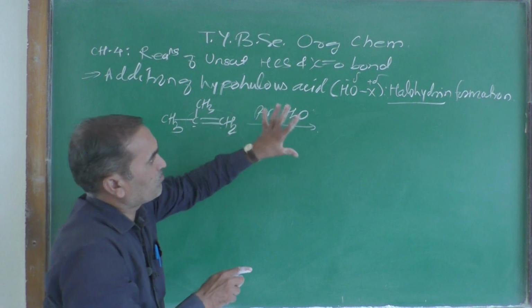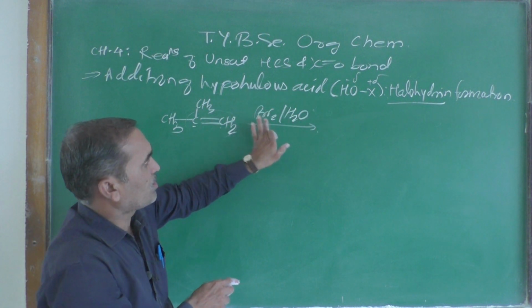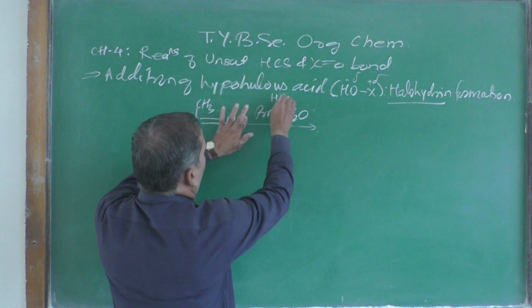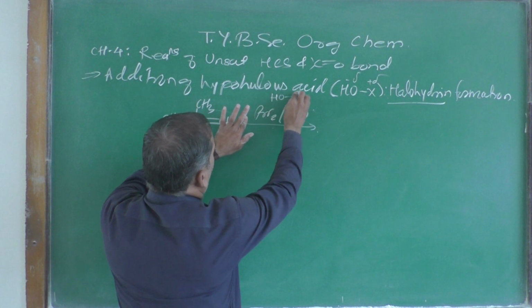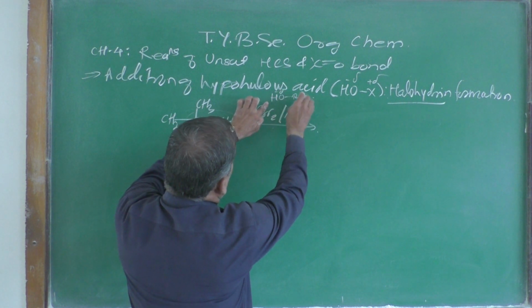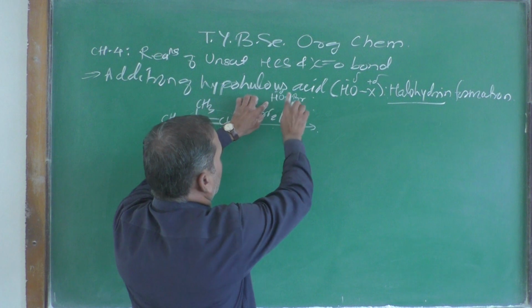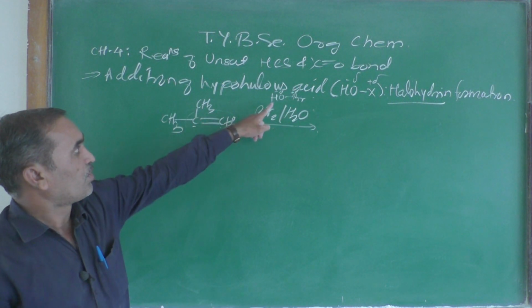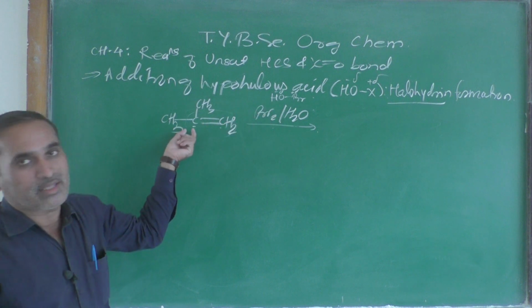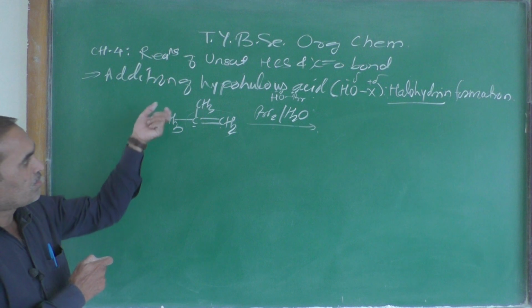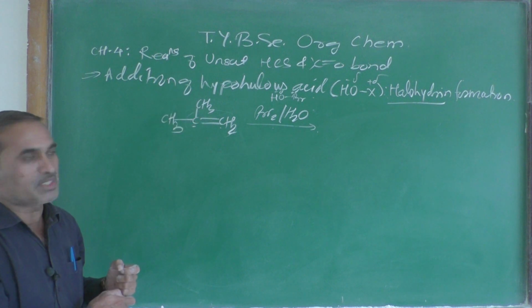Negative part, what type of negative? Hypohalous acid means what type of compound are you going to get here? Here you are going to form HO-Br, right? And here we know that HO has a minus delta charge, Br gets a plus delta charge, and therefore where is the HO going to attach? At the middle one.